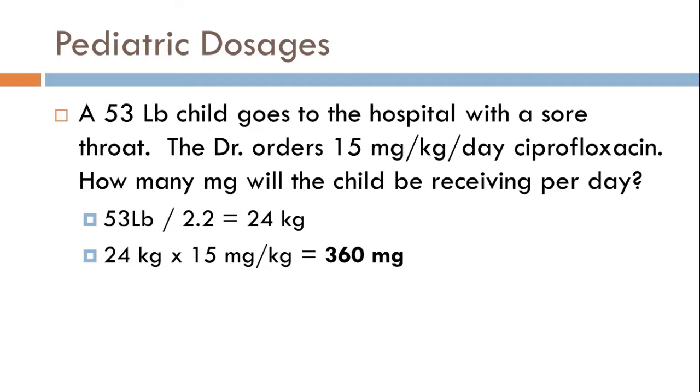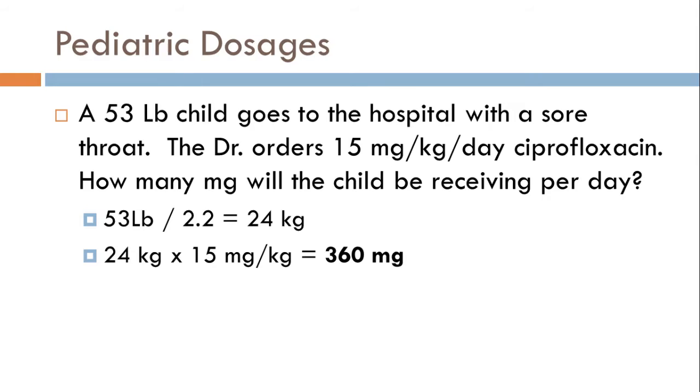So now if it's 15 milligrams per kilogram per day, and I know the kilograms, I'm going to take the 24 kilograms that I already calculated, multiply that times 15, and I'm going to get 360 milligrams. That is how much the child will be getting each day. We could find out how much that is per dose if we knew the directions. If it was twice a day, I'd divide 360 by 2. If it was 3 times a day, I'd divide 360 by 3.